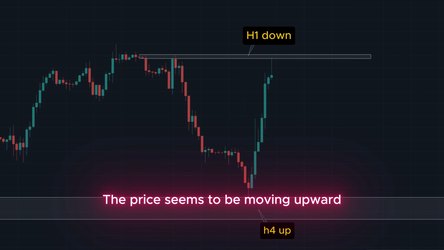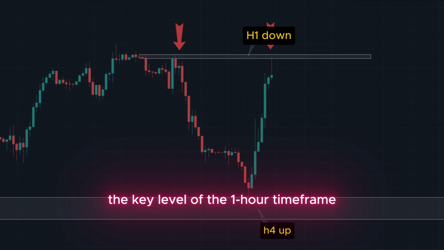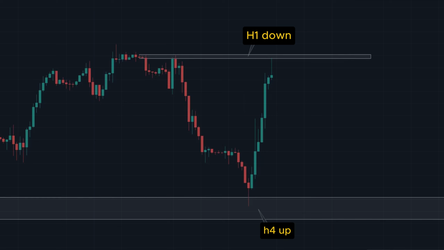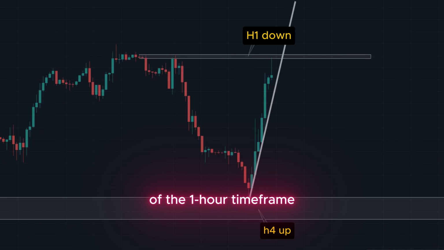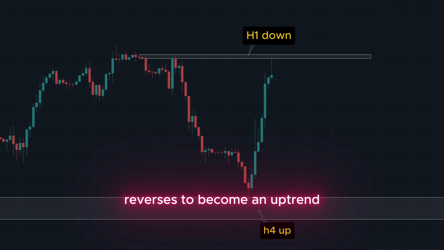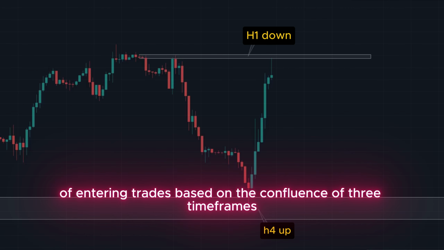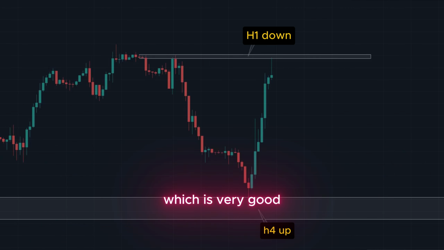The price seems to be moving upward. It looks like it wants to break the key level of the 1-hour timeframe. So what should we do now? Now we wait. We wait for the price to break through the key level of the 1-hour timeframe, so that the 1-hour trend reverses to become an uptrend. Then we can apply the method of entering trades based on the confluence of 3 timeframes, which is very good.